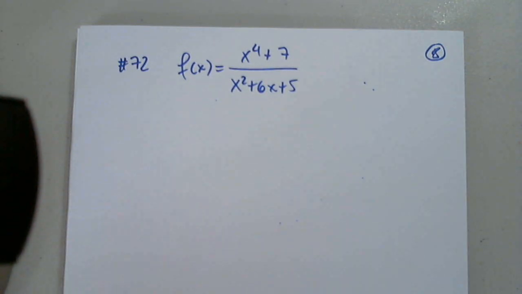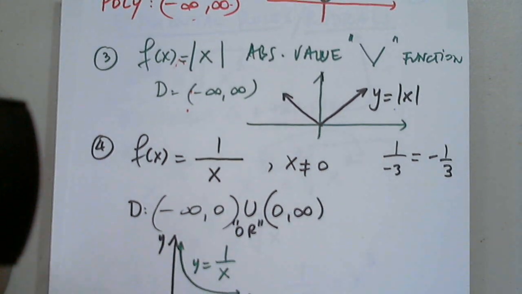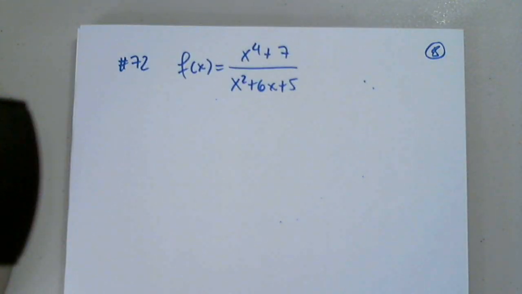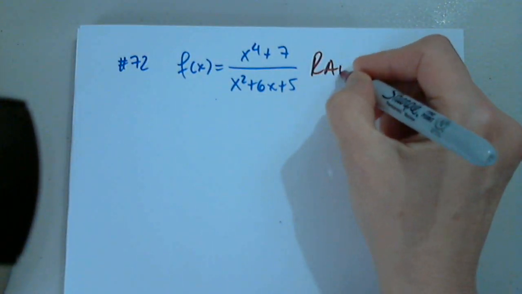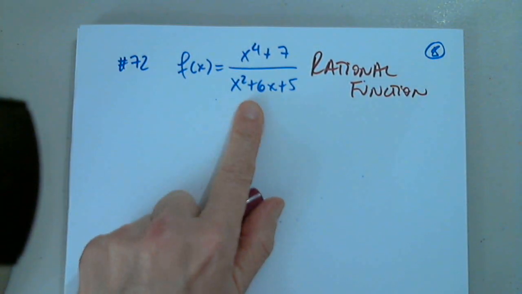Okay, so what type of function is it? Because if it's polynomial, domain is all real numbers. If it's absolute value, depending on how it looks, all real numbers. What type of function is it? Well, let's take a look. Is it this? Is it this? Is it this? The fourth one. Of course, it's a rational function. So let's write, very important, rational function, because it has x in the denominator.